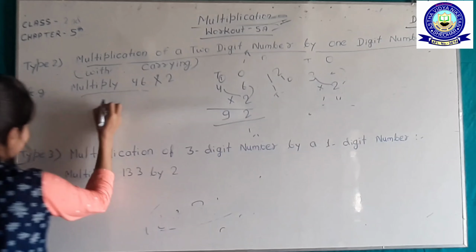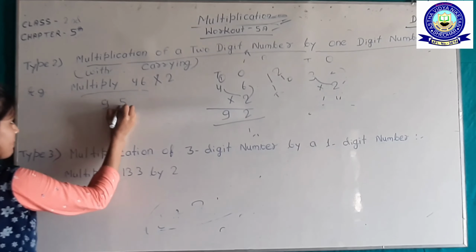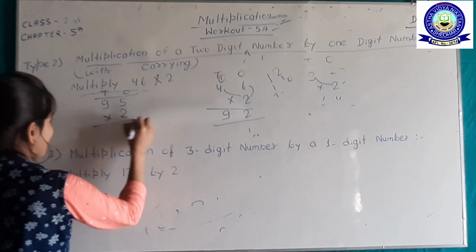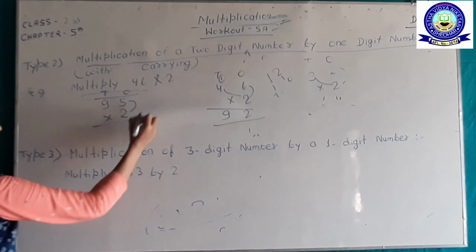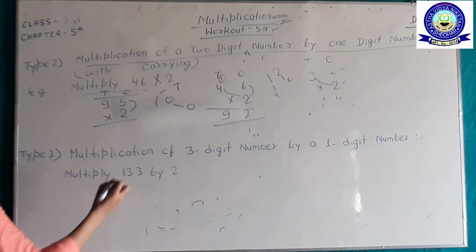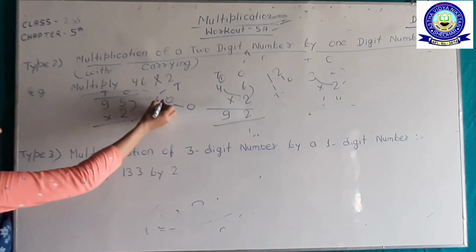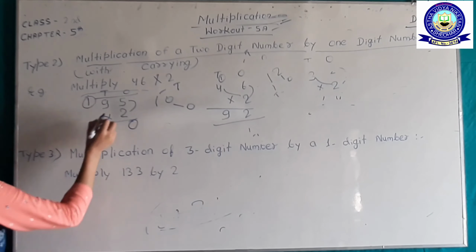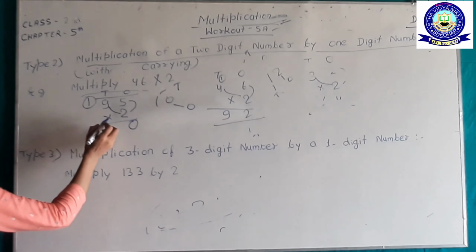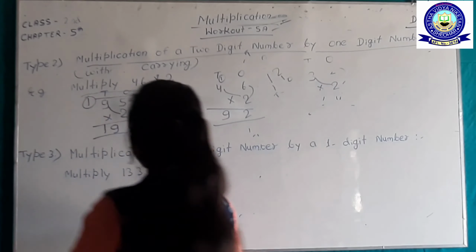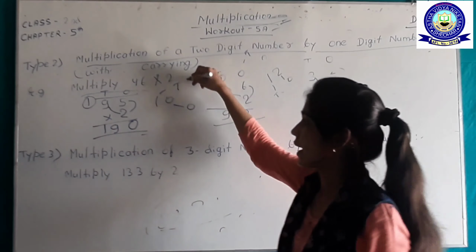Another example, 95 into 2, ones and tens. When we multiply 5 into 2, we get 10, 0 for ones and this 1 for tens. Ones is written here and tens will be our carry. So 0 is written here and 1 is our carry. When we multiply 9 into 2, we get 18 plus 1 equal to 19. This is our multiplication with the help of carry.